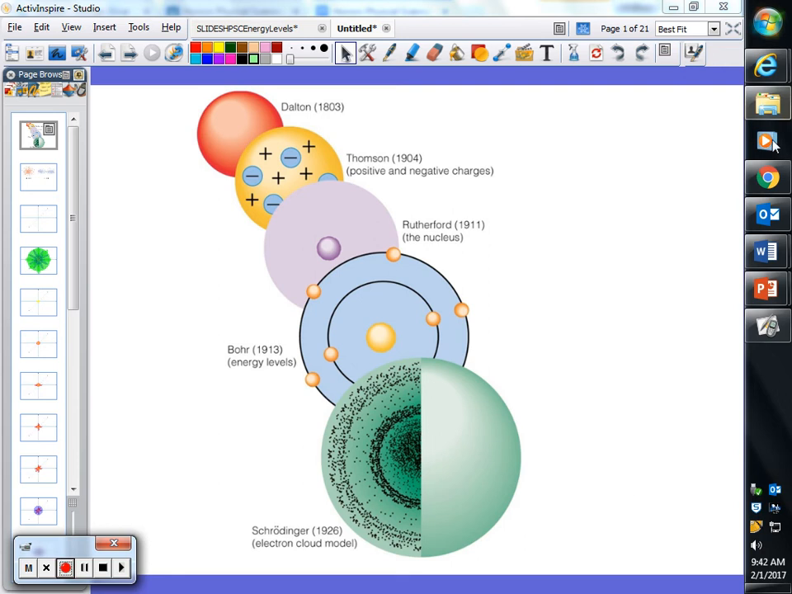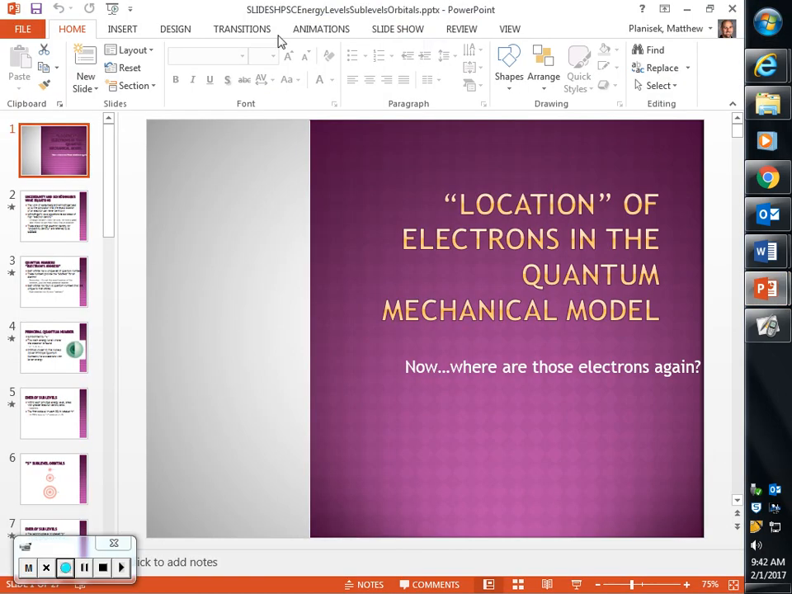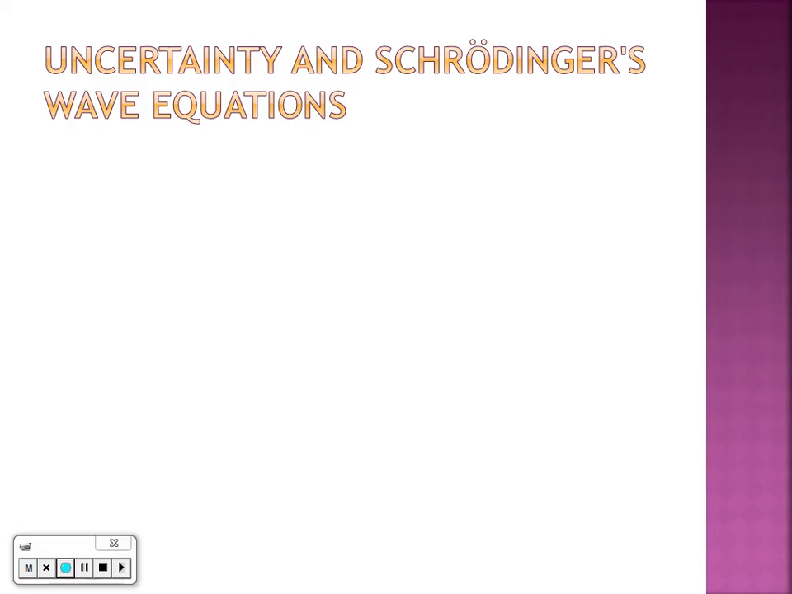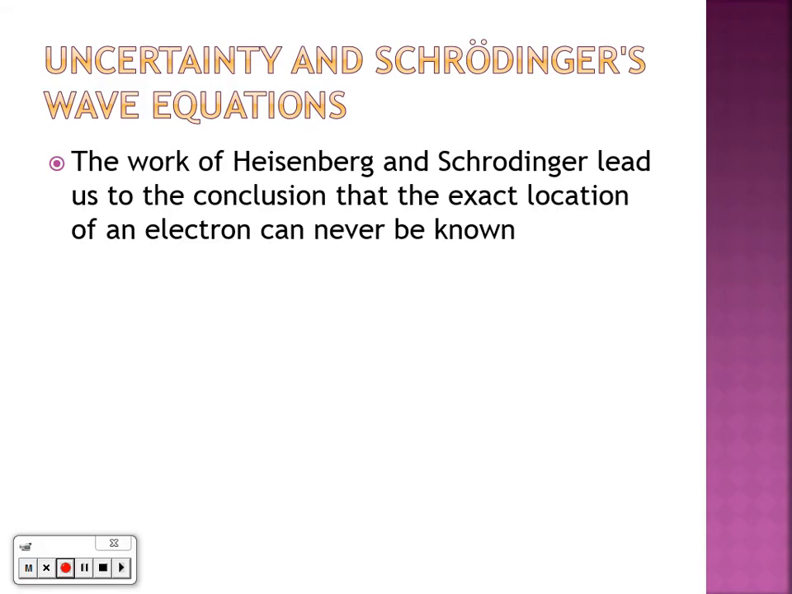Okay? All right, so let's fill in a little bit of the outline first, just so we have some background, although we talked about most of this already, and that's okay. All right, so today's and tomorrow and Friday's presentation we refer to as location of electrons in the quantum mechanical model. It's quote-unquote location, right? Because will we ever know the location of those electrons? No, right? We know areas of high probability. So, uncertainty in Schrodinger's wave equations, right? The work of Heisenberg and Schrodinger lead us to the conclusion that the exact location of an electron will never be known.